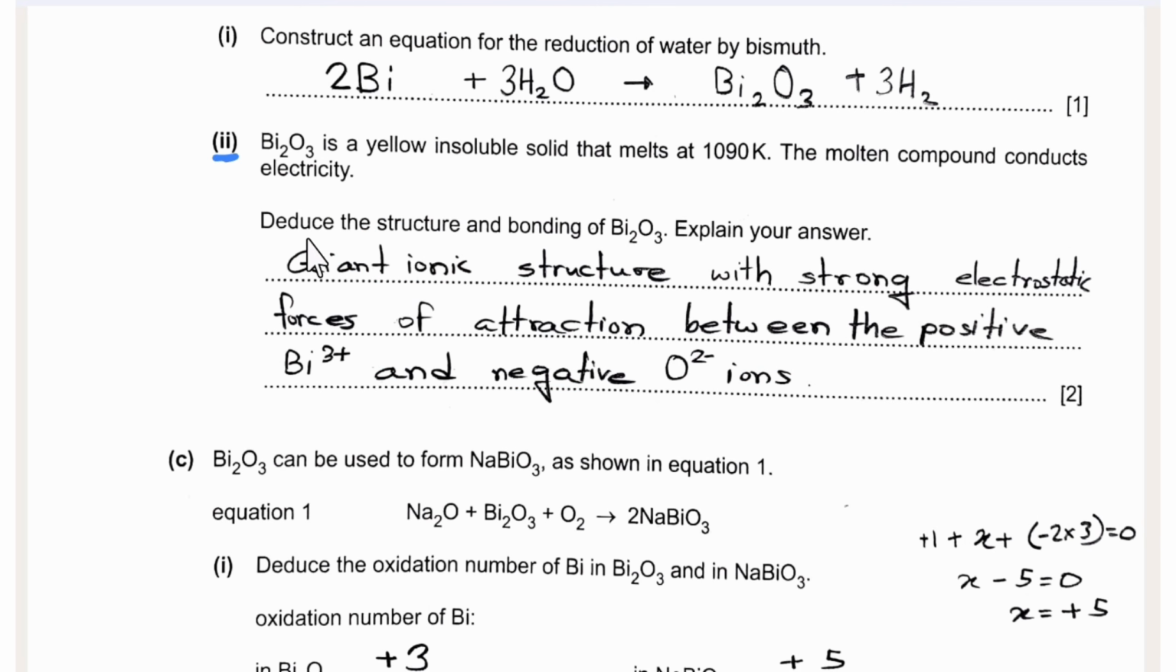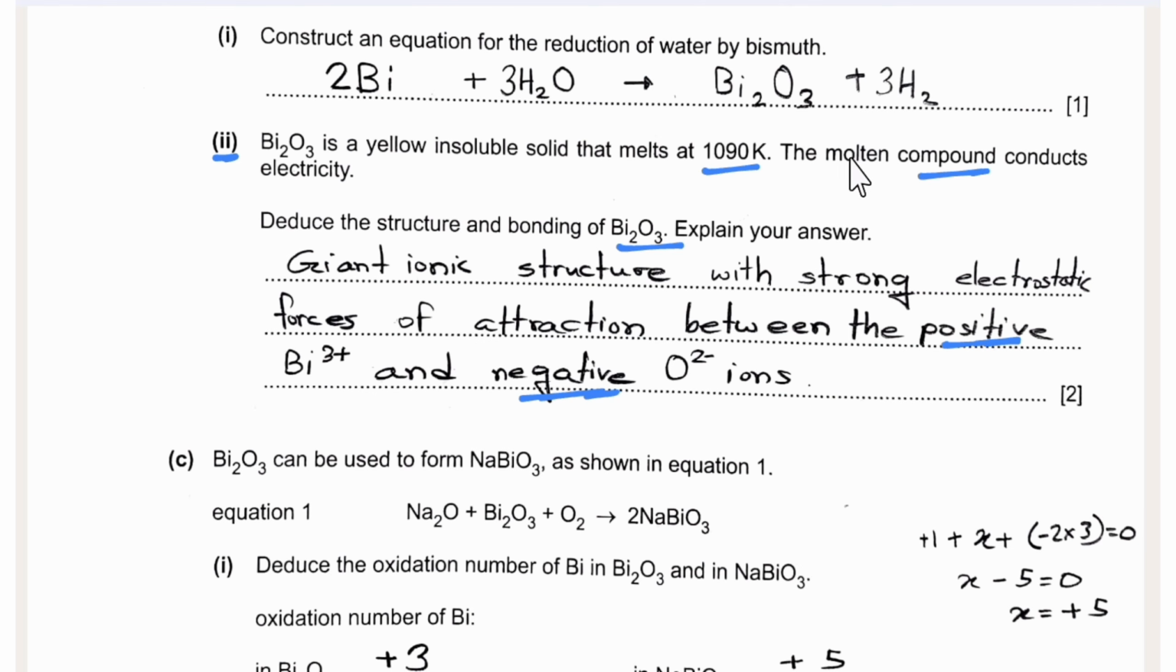Then in part 2, deduce the structure and bonding in bismuth oxide. Explain your answer. So what is the structure and bonding? Bismuth oxide is a yellow insoluble solid that melts at 1090 Kelvin. So this is a high temperature. Then the molten compound conducts electricity. Since the molten compound conducts electricity, it must be an ionic compound. So it has a giant ionic structure with strong electrostatic forces of attraction between positive and negative ions.